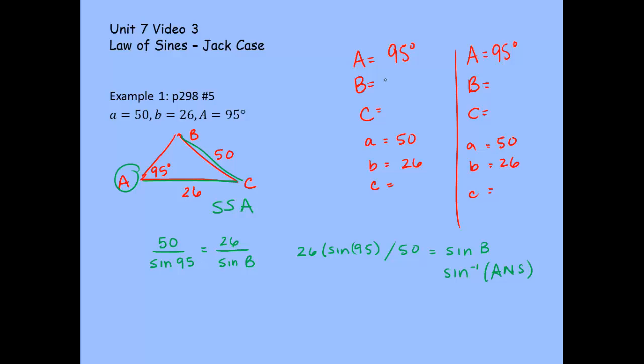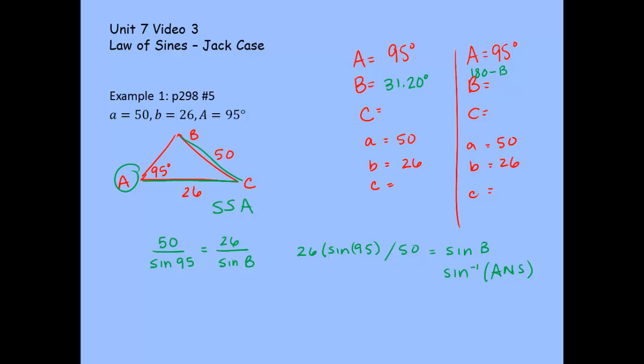I come up with 31.20 degrees. You must now go ahead and take 180 minus angle B from the first example to come up with the second possible situation. The reason is that supplementary angles have the same sine value.